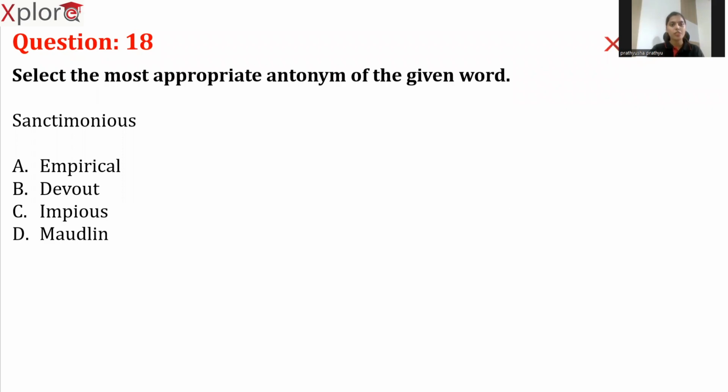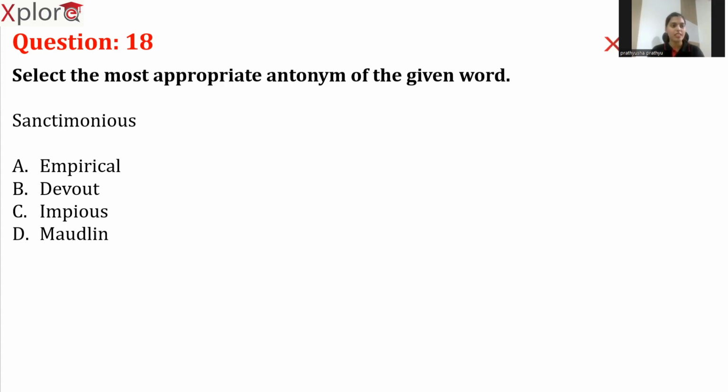Select the most appropriate antonym of the given word. It means we need to identify the opposite term of the given word. And the given word is sanctimonious. Options are empirical, devout, impious, maudlin. Now what is the meaning of sanctimonious? It means feeling that you are morally greater than anyone else, or superior to everyone morally. If you are feeling like that, then you are referred to as a sanctimonious person.